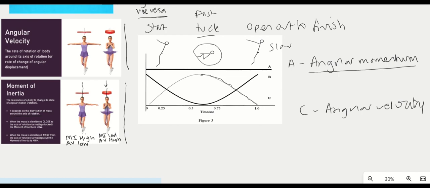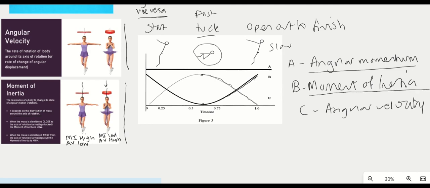Line B, on the other hand, so remember, if we know that they are spinning fast here in the middle, if angular velocity is high, something else must be low, and the something else is going to be our moment of inertia. And to confirm it, if we have a look here, this line increases as they open out, as they move the mass away from the axes of rotation. So that just confirms that B is moment of inertia.